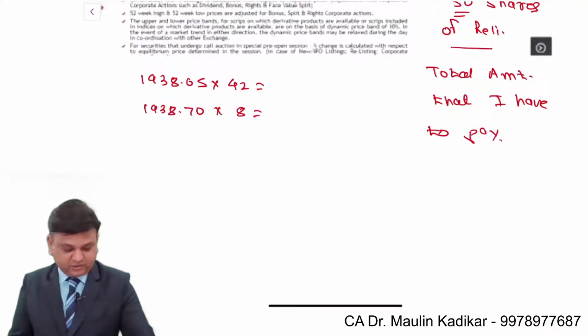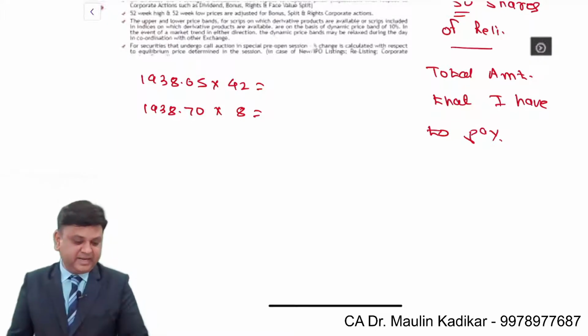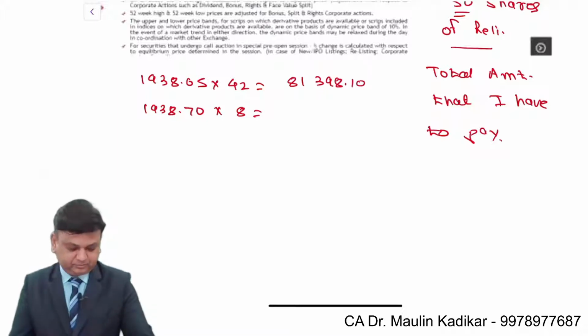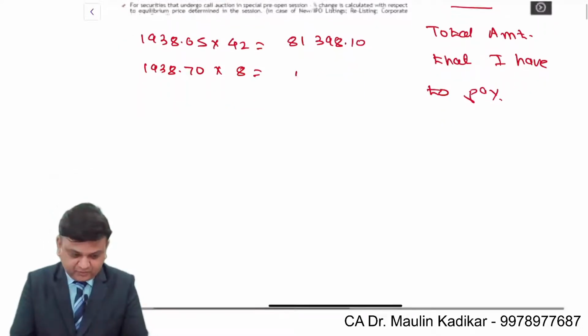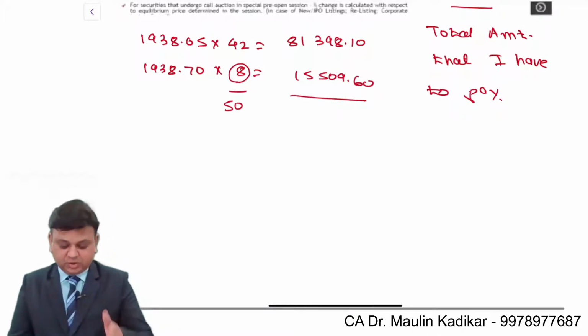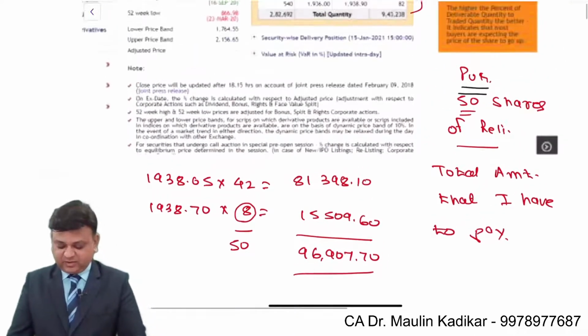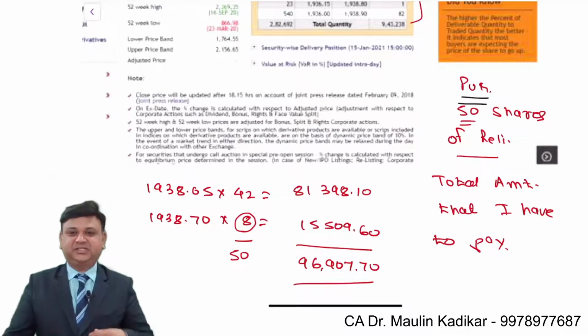So 1938.05 into 42 comes to 81,398.10. 1938.7 into 8 comes to 15,509.60. How is this 8 coming? It is the balancing figure, 50 minus 42. So 15,509.6 plus 81,398.1, the total comes to 96,907.7. This is the amount we are required to pay to purchase 50 shares.